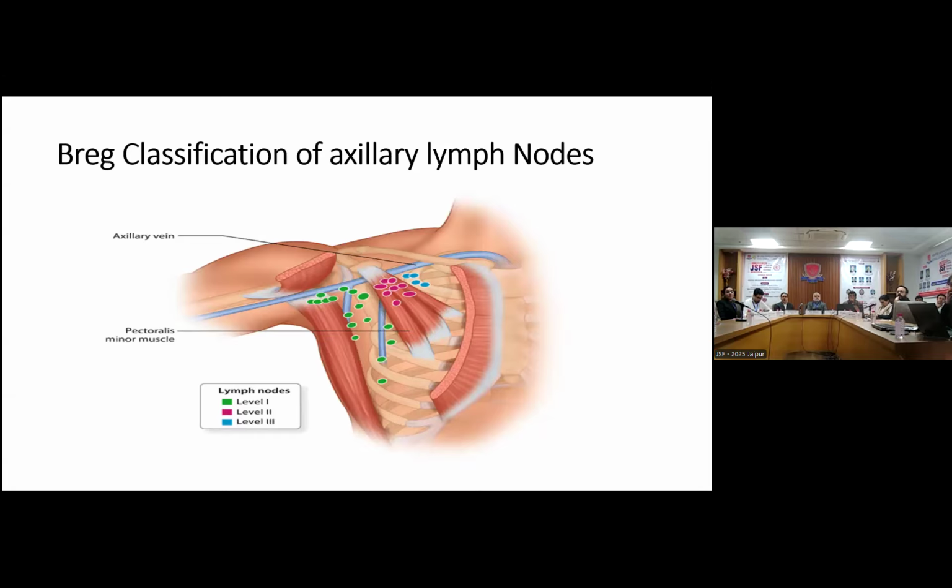So Berg classified the axillary lymph nodes into three parts: level 1, level 2, and level 3, which we are very familiar with. It is based on their location relative to the pectoralis minor, with level 1 being lateral to the minor, level 2 behind the minor, and level 3 medial to the minor.